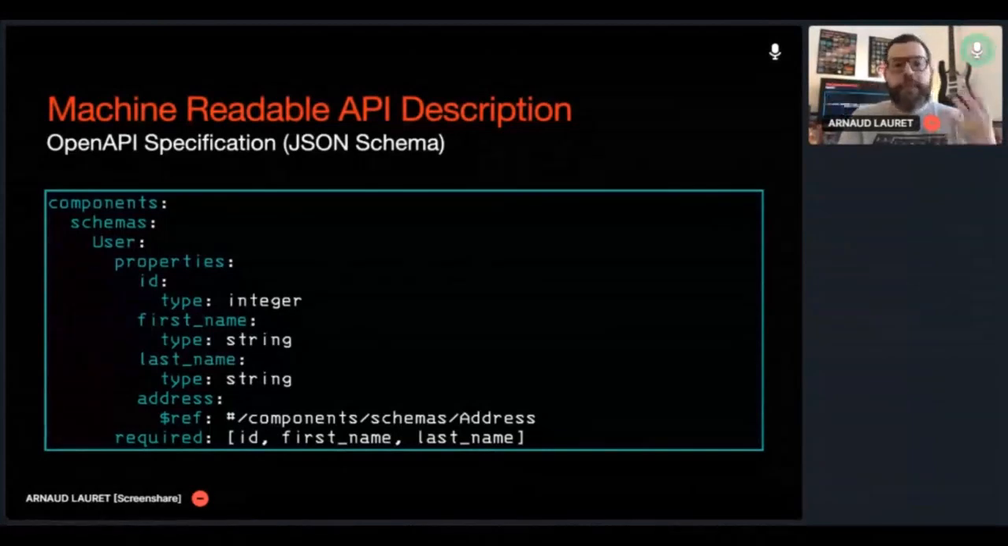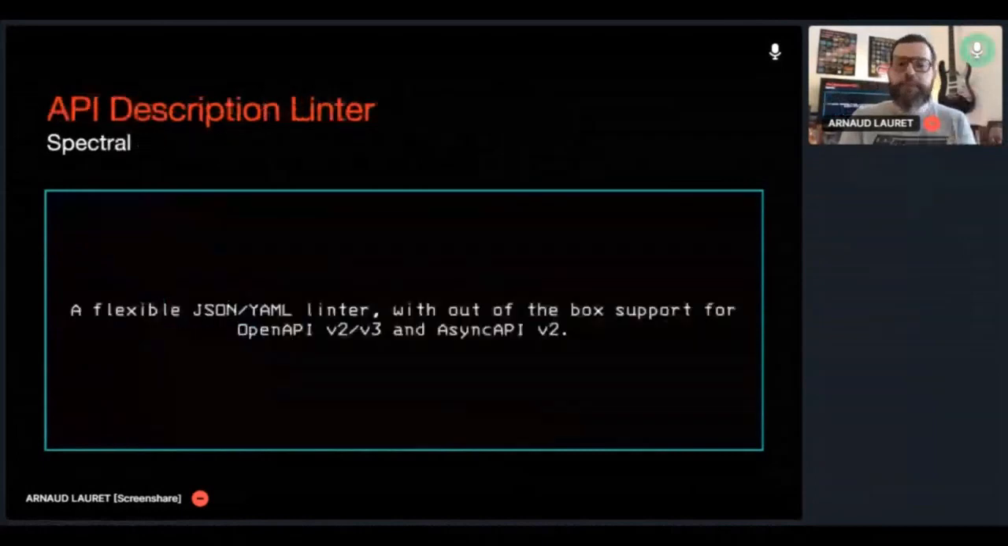Instead of reinventing the wheel, I use Stoplight Spectral, which is an open source linter that can analyze data such as OpenAPI documents, AsyncAPI documents, Kubernetes configuration files, or any other JSON or YAML data. Linting an OpenAPI file with the Spectral command line interface, or CLI, is quite simple. Open a terminal, type spectral lint, followed by the OpenAPI file name.